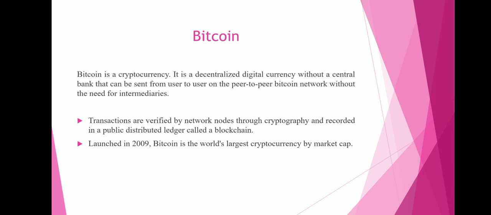Bitcoin is a cryptocurrency. It is a decentralized digital currency without a central bank that can be sent from user to user on the peer-to-peer Bitcoin network without any third parties. In Bitcoin, the transactions are verified by network nodes through cryptography and recorded in a public digital ledger, that is blockchain. So here we have discussed the definition of Bitcoin. Bitcoin is just one of the cryptocurrencies that use blockchain technology in order to record the transactions.